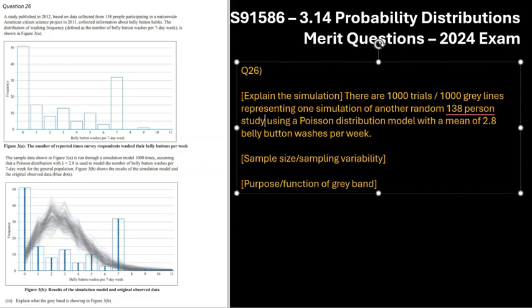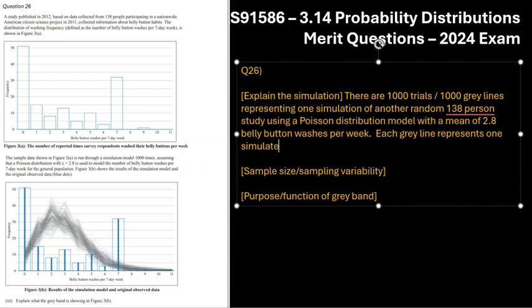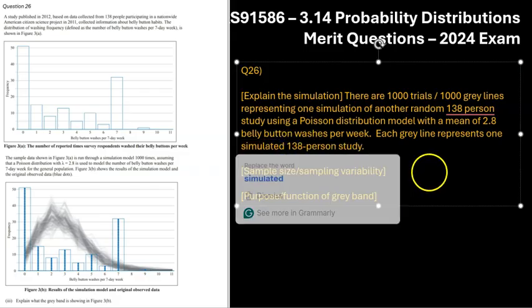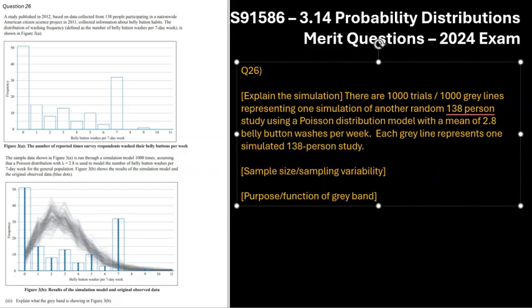So we then want to maybe talk about what each grey line represents. We'll do that really specifically. So each simulation, or each grey line, represents one simulated 138 person study. There we go. Okay, so that's the first thing. So I've discussed the context of the simulation.